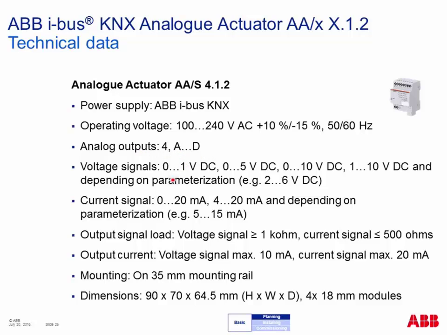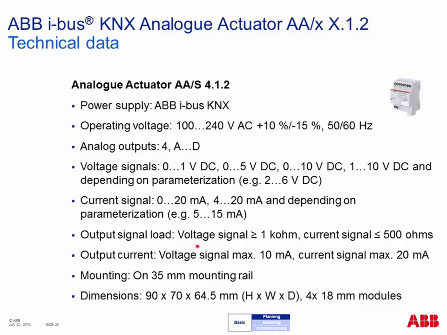The analog voltage signals can be 0 to 1 volt DC, 0 to 5, 0 to 10, 1 to 10, and we can also have flexible ranges depending on the parameterization. For example, we can limit the range from 2 to 6 volt. So the output signal, as you will see later, will be in this range. For the current signals, we have the two ranges 0 to 20 milliamps and 4 to 20 milliamps. And of course, again depending on the parameterization, we can limit the range between 5 and 10 milliamps of the output signals.